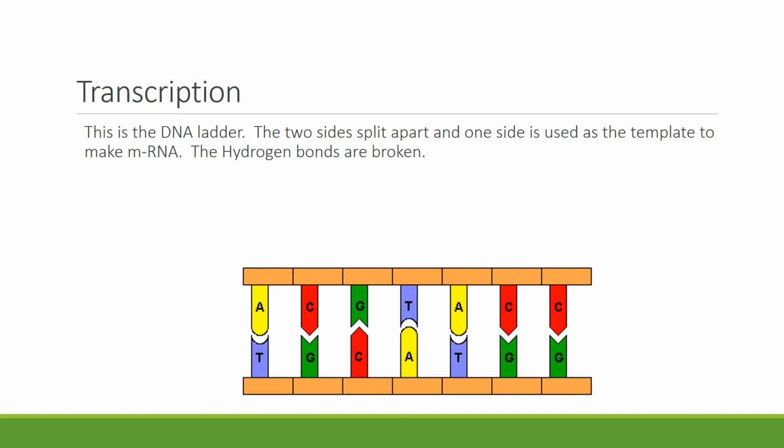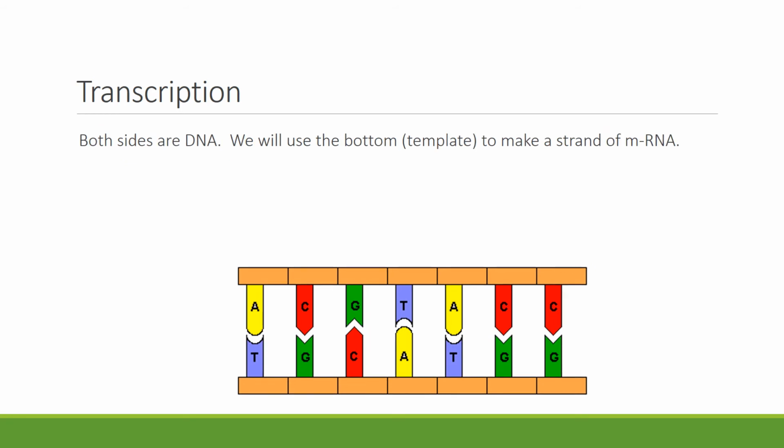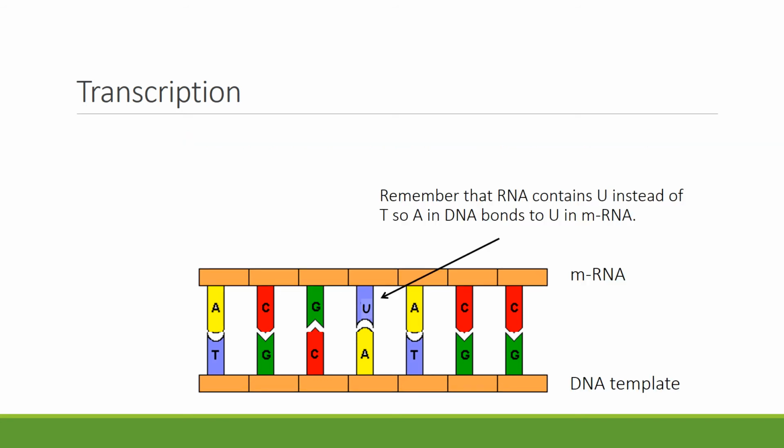The first thing that has to happen is we have to break the hydrogen bonds between the bases. Remember, A and T are always paired, and G and C are always paired. Here again are the two sides of the DNA ladder. Remember that when it splits, one of the sides will be used as a template to make a strand of messenger RNA. In this case, we'll use the bottom as the template. On the bottom is the DNA template. On the top is the strand of messenger RNA that we're making to take a message out to the ribosome of how to make this protein. Remember that RNA contains uracil instead of thymine.